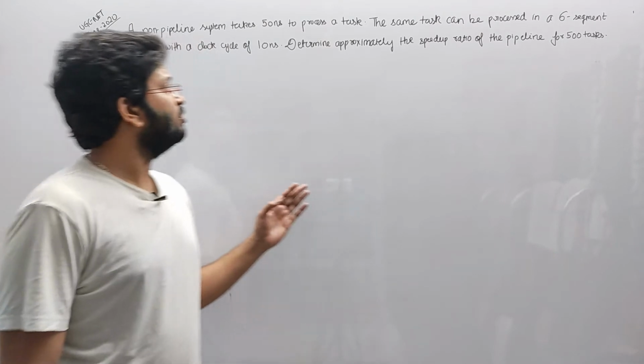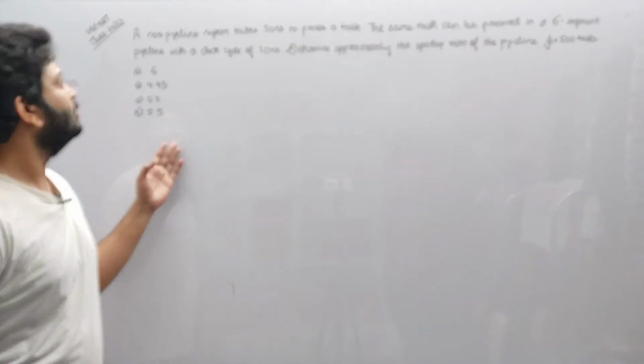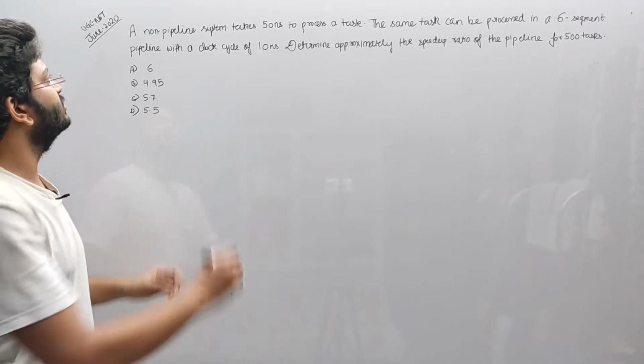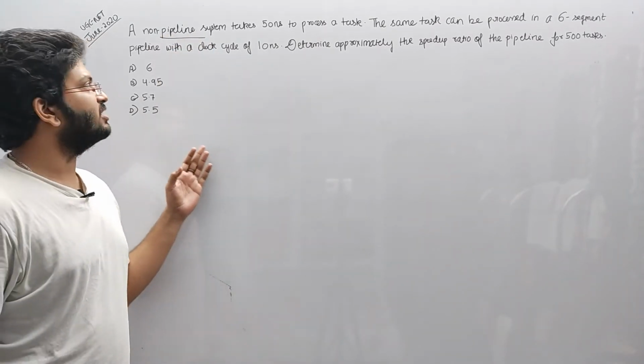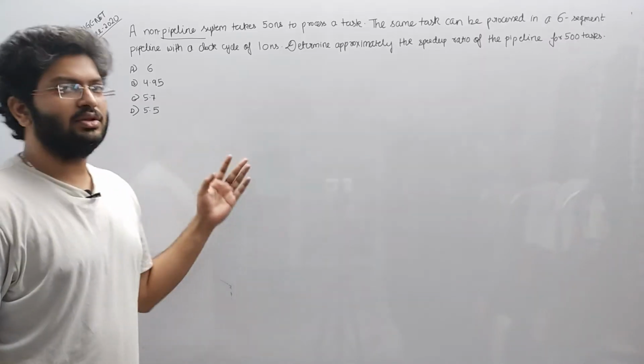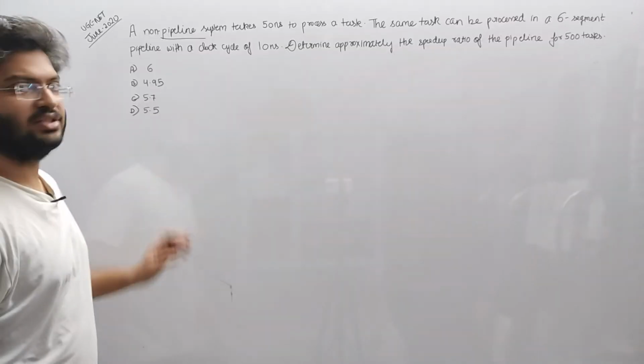In this video, we will see a question which was asked in June 2020 of the UGC NET exam. Basically, this is a question on the pipelining system of computer organization and architecture. So now we are solving a question of computer organization and architecture. Let us see the question.